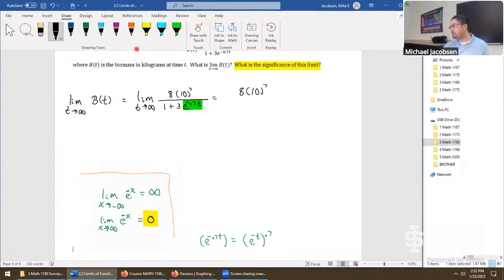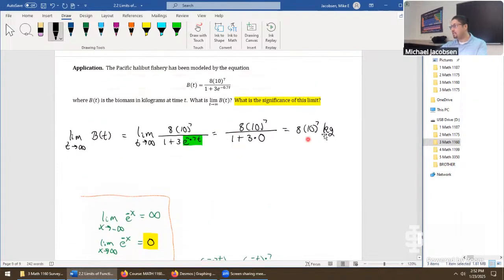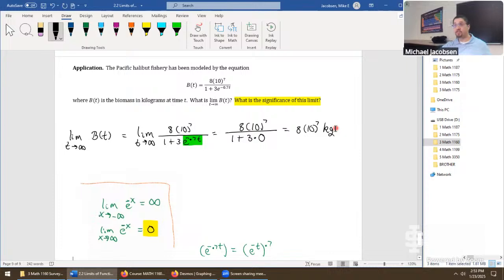And we get 8 times 10 to the power 7 over 1 plus 3 times 0 upon taking the limit. Here, notice we drop the limit statement in front, only because now the limit has been taken. There's no other value that's being influenced by t. So this just becomes 8 times 10 to the power 7 kilograms for the biomass of those Pacific halibut. So the limit's done. All we have to do is say what is the significance of this value now that we've calculated it. Any questions at all in actually getting this value?